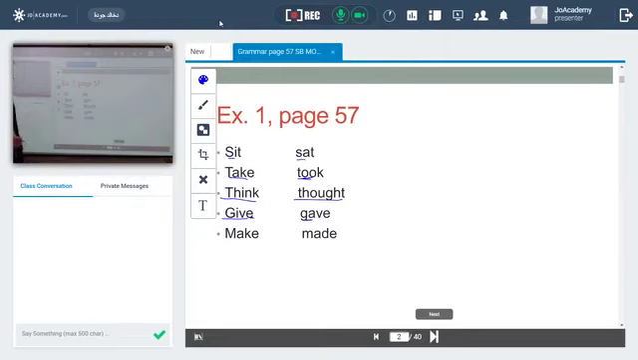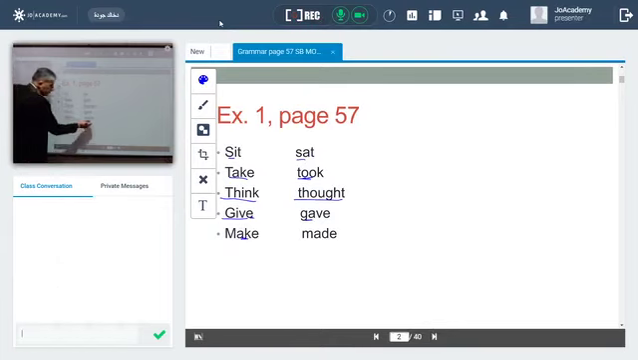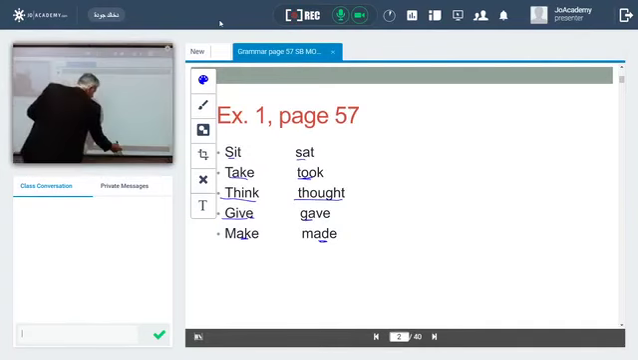And we have the verb make. As you can see, we change the K into D. So make becomes made. So these are some of the verbs. We're supposed to find them on pages 55 and 56 as exercise number 1 requires. Let's go now to exercise number 2. And they ask us to work in pairs, as you can see.